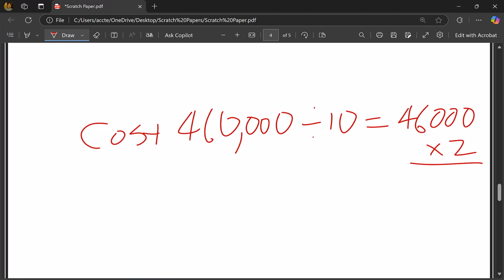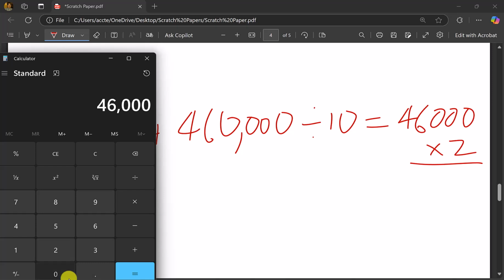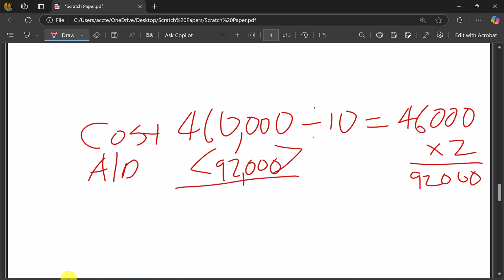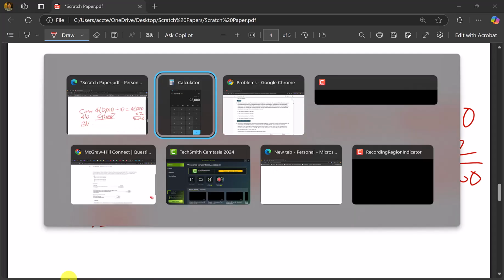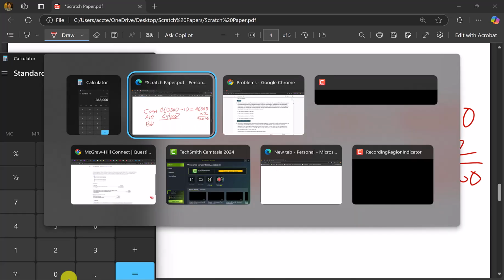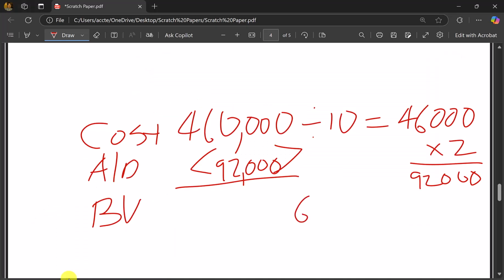Sorry, I can't do this in my head. I'm an accountant and I cannot do math in my head. 46,000 times 2 is 92,000, which is our accumulated depreciation at the beginning of 2024. So the difference is our book value of the building: 368,000. And we're going to subtract this from the sales price we get from our sub.